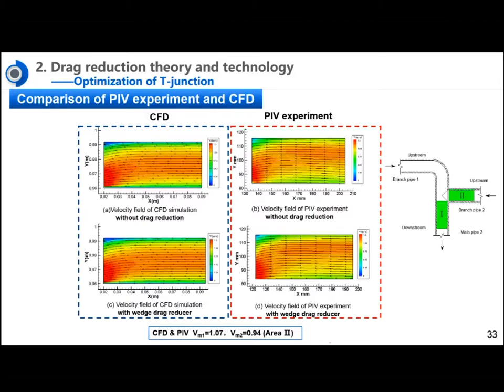Here this picture shows the results of the PIV test, with the CFD simulation, with or without the drag reducer. On our left, the first line is a velocity field of CFD simulation without drag reduction, and the lower part is with the drag reducer.